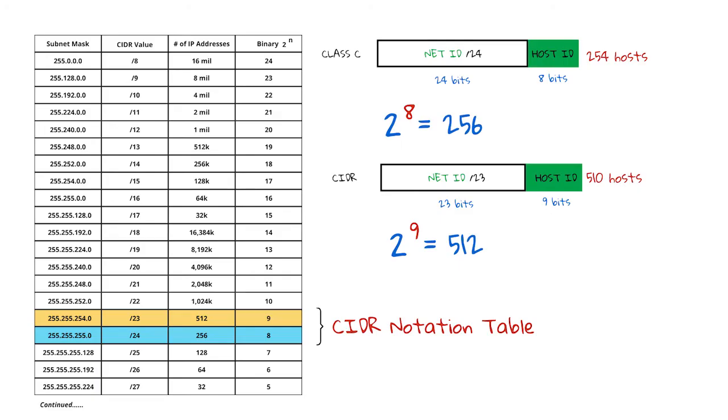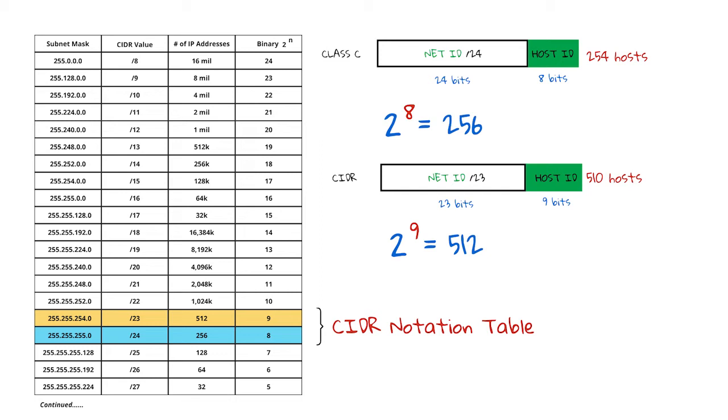Earlier on, we saw that a Class C address used the first 24 bits for the network ID and the last 8 bits for the host ID. 2 to the power 8 gives us 256. This meant that a Class C network could only support 254 hosts.